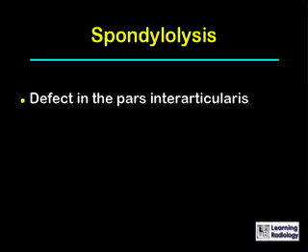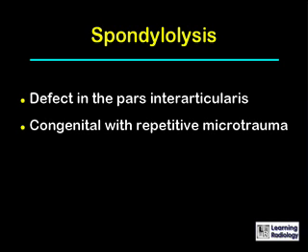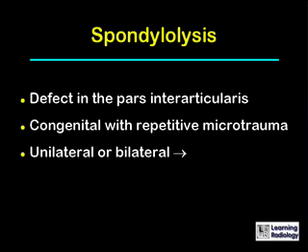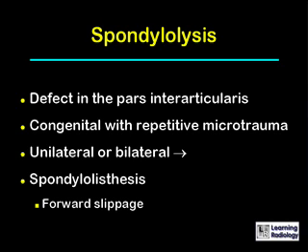Spondylolysis is a defect in the pars interarticularis of the vertebral body. There is some controversy as to the exact cause of spondylolysis, but most believe that there may be some congenital component associated with repetitive microtrauma. It can be unilateral or bilateral, and when bilateral, it can be associated with a forward slippage of one vertebral body on another, usually L5 on S1, known as spondylolisthesis.